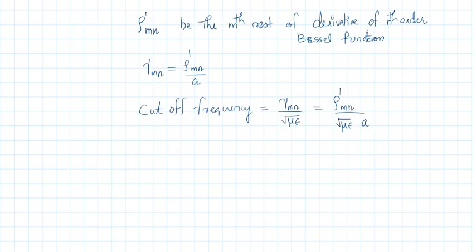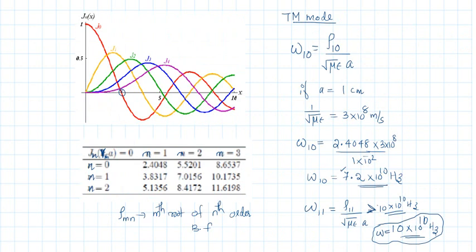Now what is the meaning of this cutoff frequency? What are Bessel functions? This is a plot of different Bessel functions. This red curve is the zeroth order Bessel function. Yellow one is first order Bessel function. Green is second order Bessel function. Blue is third order Bessel function. Violet is fourth order Bessel function, and so on.